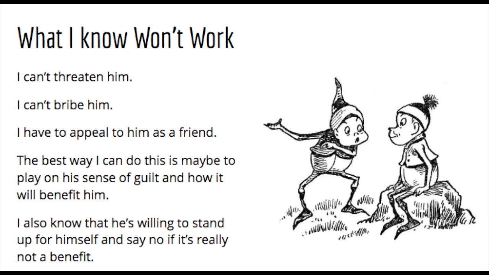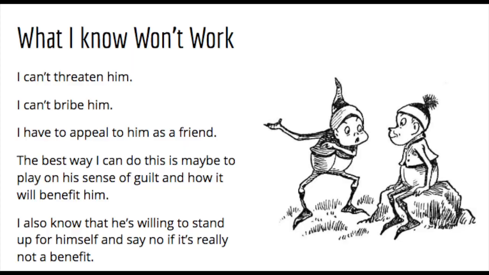After all, I know what won't work. I know that I can't threaten him. The dude is tougher than I am, so he would beat me up and I wouldn't get to go on my hike. I can't bribe him, either. There's probably nothing I can offer him, short of a billion dollars, that would get him to go on this hike with me. So what I need to do is appeal to him as a friend, and the best way to do this is maybe to play a little on his sense of guilt and show him how it will benefit him.